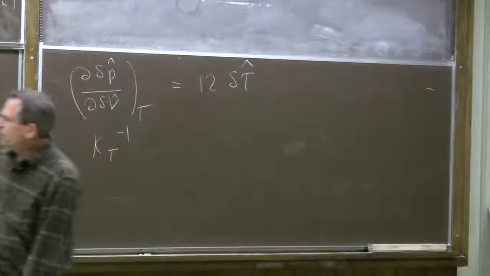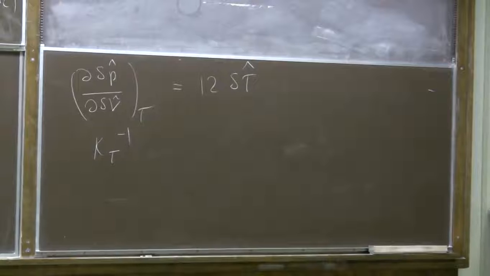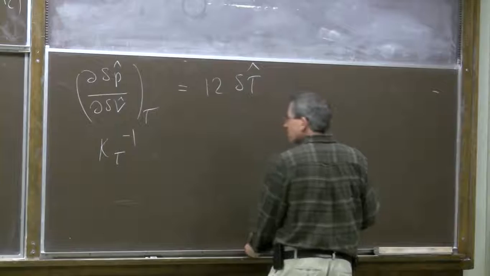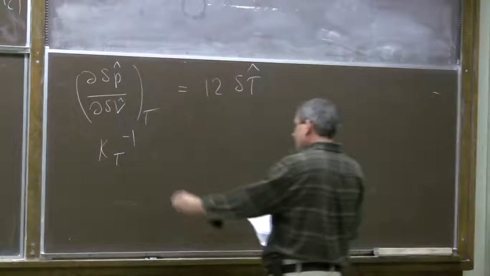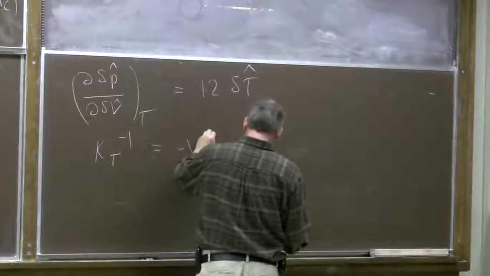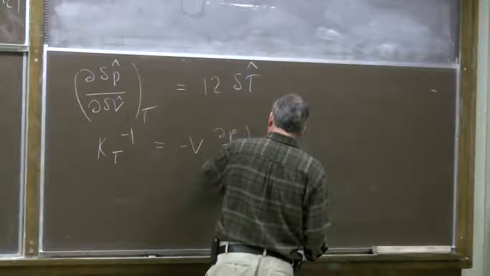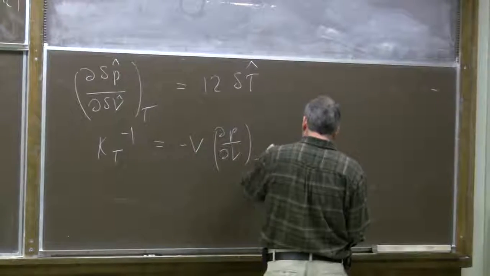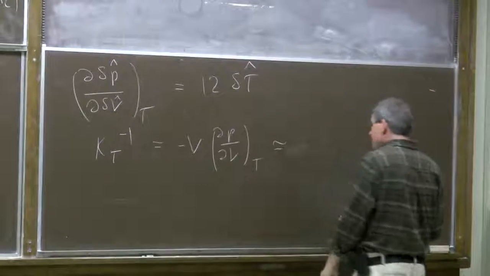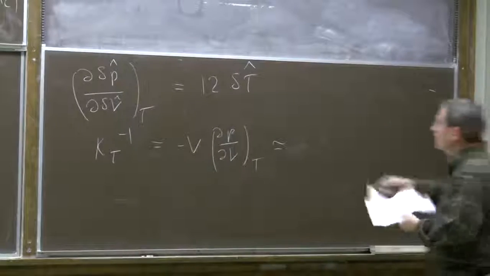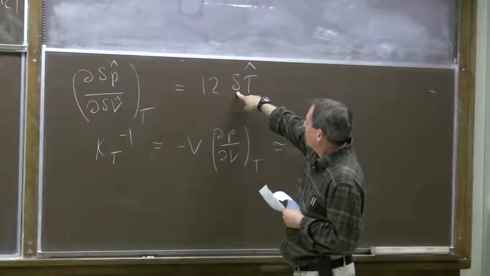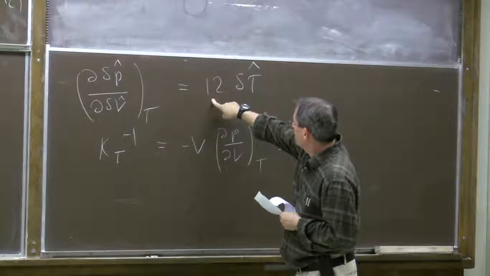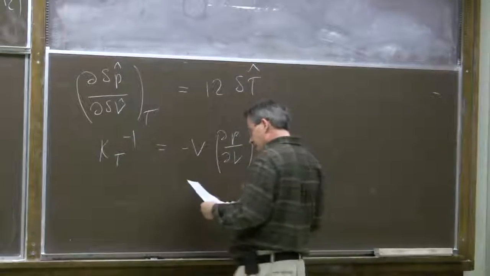compressibility, did I erase what it was before? Anyway, I'll just have to remind you what it was before. If I consider minus v dp dv, constant temperature, that's the inverse compressibility. Before we had 6 times the pressure. Before this was 6 delta tau hat, but with a minus sign. Now it's 12 delta tau hat. So it's twice as big as before and has the other sign.